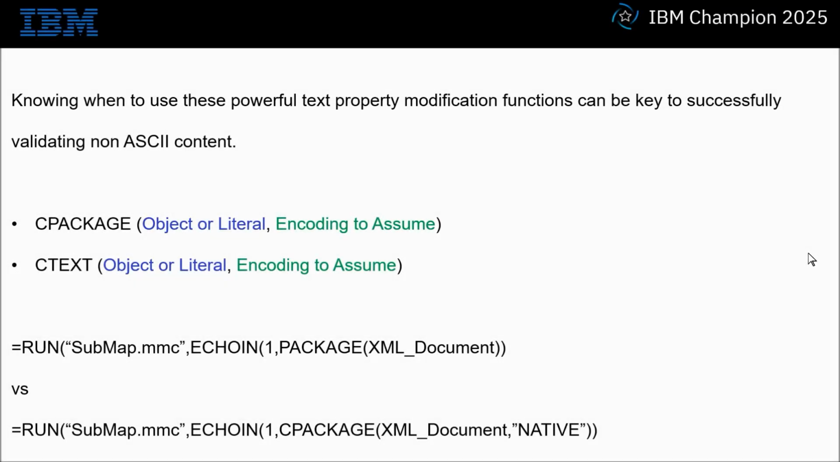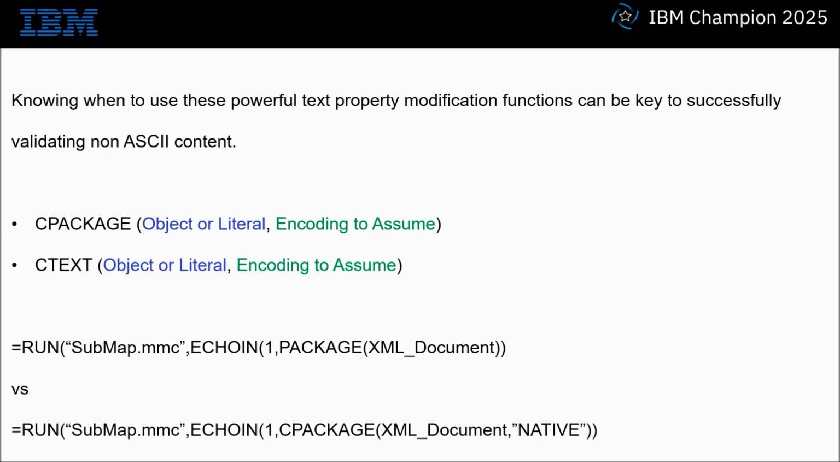Knowing when to use these powerful text property modification functions can be key to successfully validating non-ASCII content. CPACKAGE and CTEXT, which I shall look at today, have two arguments. You have the object or literal as the first argument, and then the second argument is the one that causes the most confusion. One might think of it as the encoding to assume that this object is.